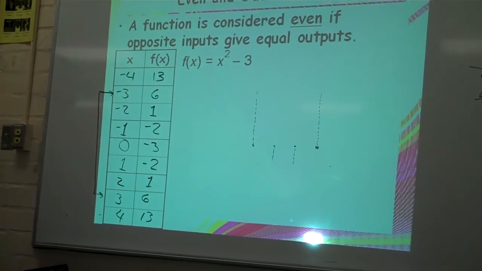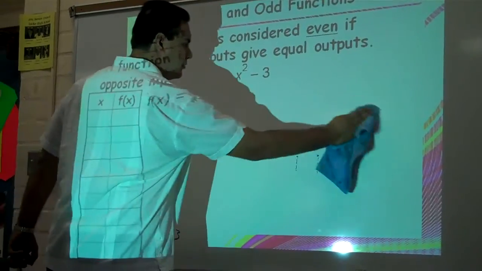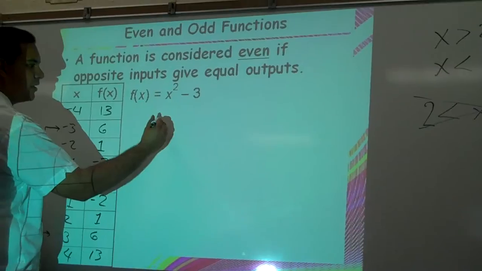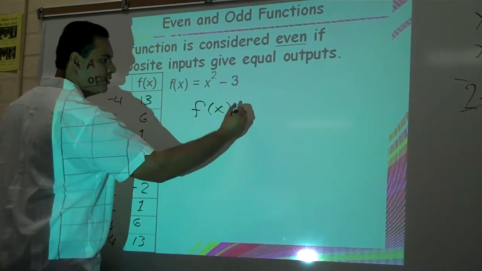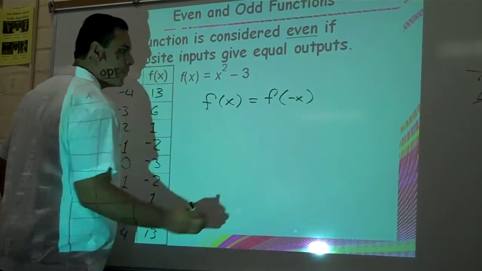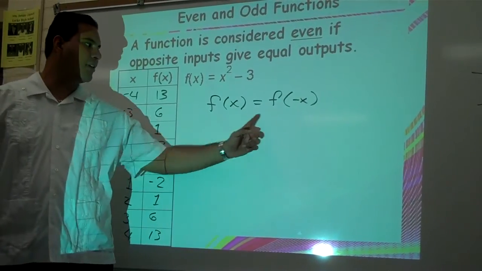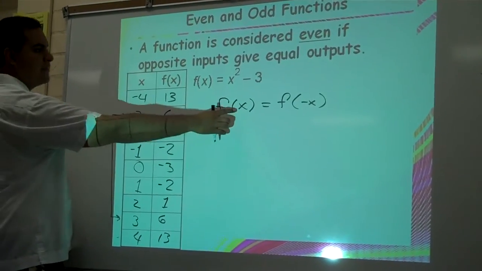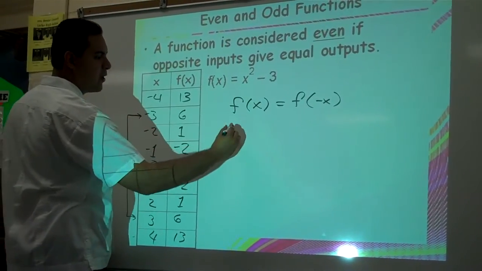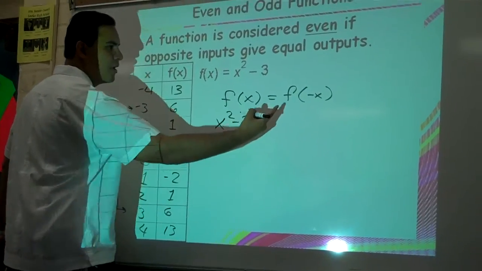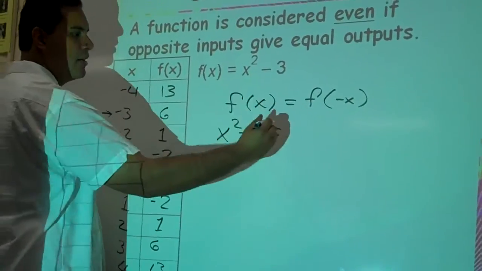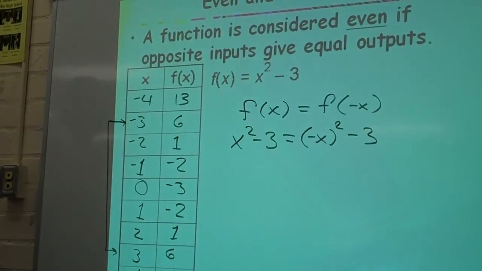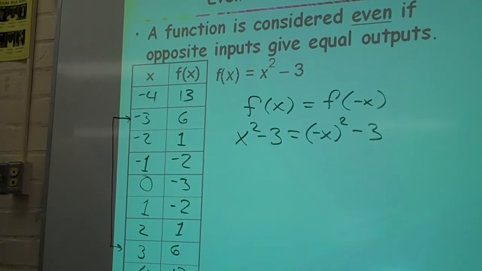Now mathematically, we have to prove it like this. A function is even if you plug in two opposite numbers, like x and negative x, and they're equal to each other. So in this case, f of x is just x squared minus 3. If I plug in negative x into here, that's going to be negative x, squared, minus 3. Does the left side equal the right side?